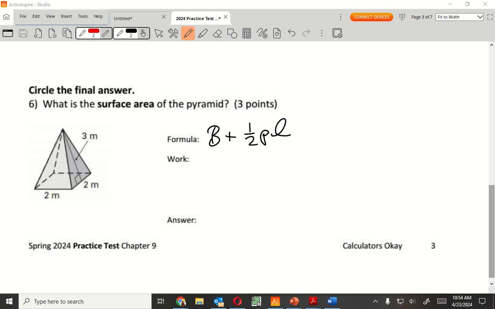So B plus 1/2 PL. Okay. So area of the base is going to be 2 times 2. That's going to be 4, plus 1/2. My perimeter of the base is going to be 2, 2, 2, and 2, which is 8, times the lateral height, which is going to give me 3. Did I do it wrong? Yes, I did. I'm sorry.